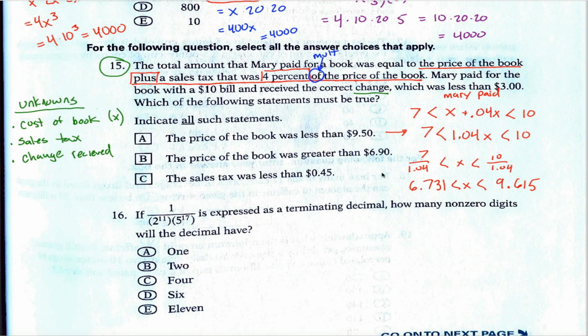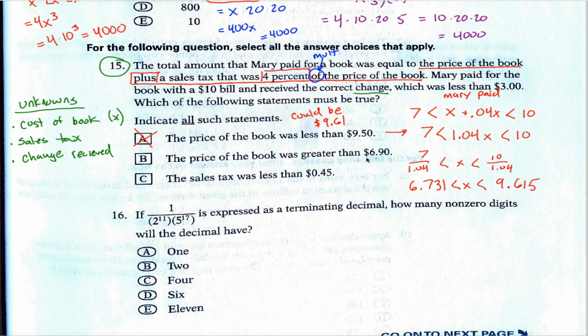You're like, do we? I don't really feel like we do. Well, remember that x is representing the cost of the book. So what this is telling you is that the cost of the book is less than $9.615 and more than $6.731. So this first statement says the price of the book was less than $9.50. No, that's not true. The price of the book could have been $9.61, right? $9.61 is less than $9.615. So this first statement that the price of the book must be less than $9.50 is incorrect. It could be anything between these two bounds right here.